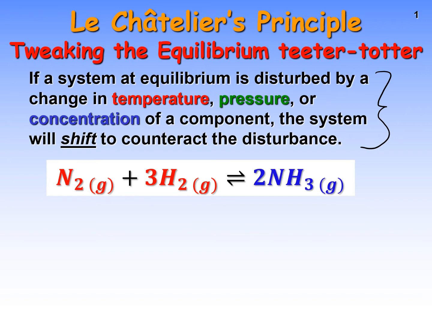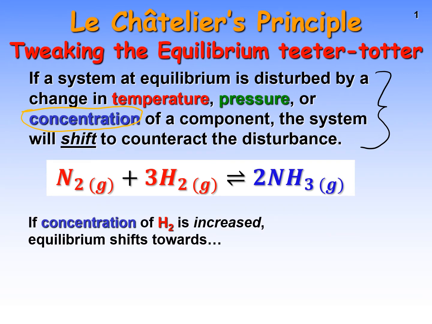So we're going to first talk about concentration. Concentration is by far the simpler thing to understand, in my opinion. Let's say I increase the concentration of H2. I have the system at equilibrium, and all of a sudden I push it out of equilibrium by adding more H2 into the system.